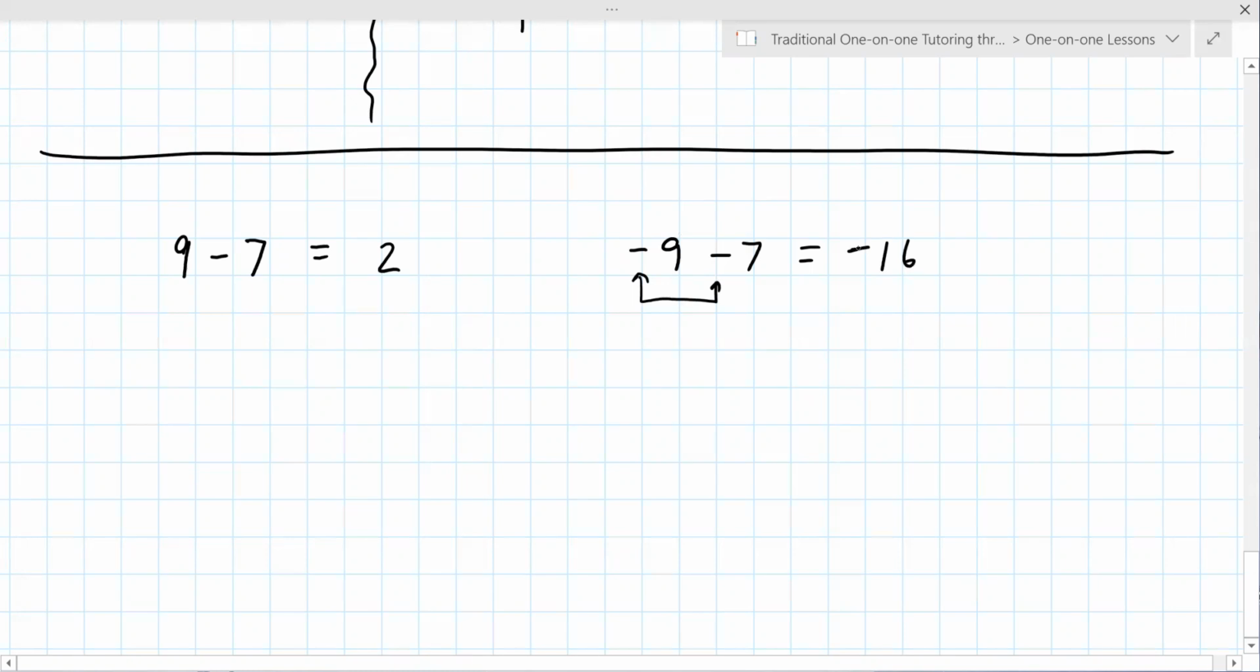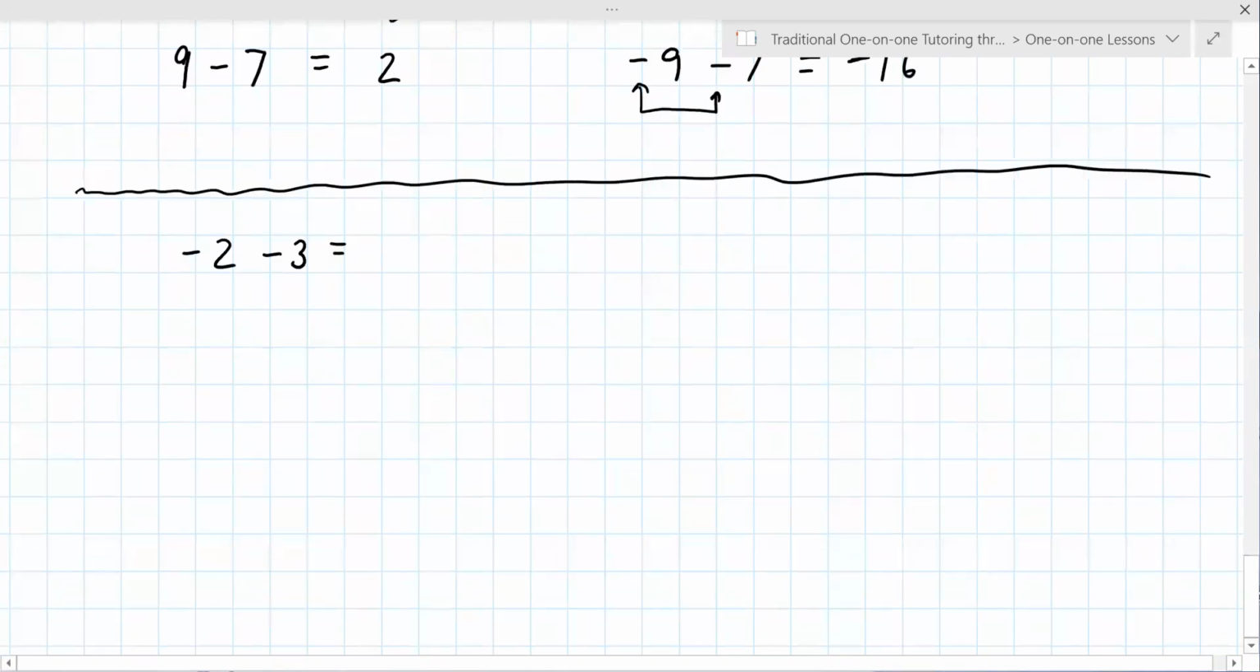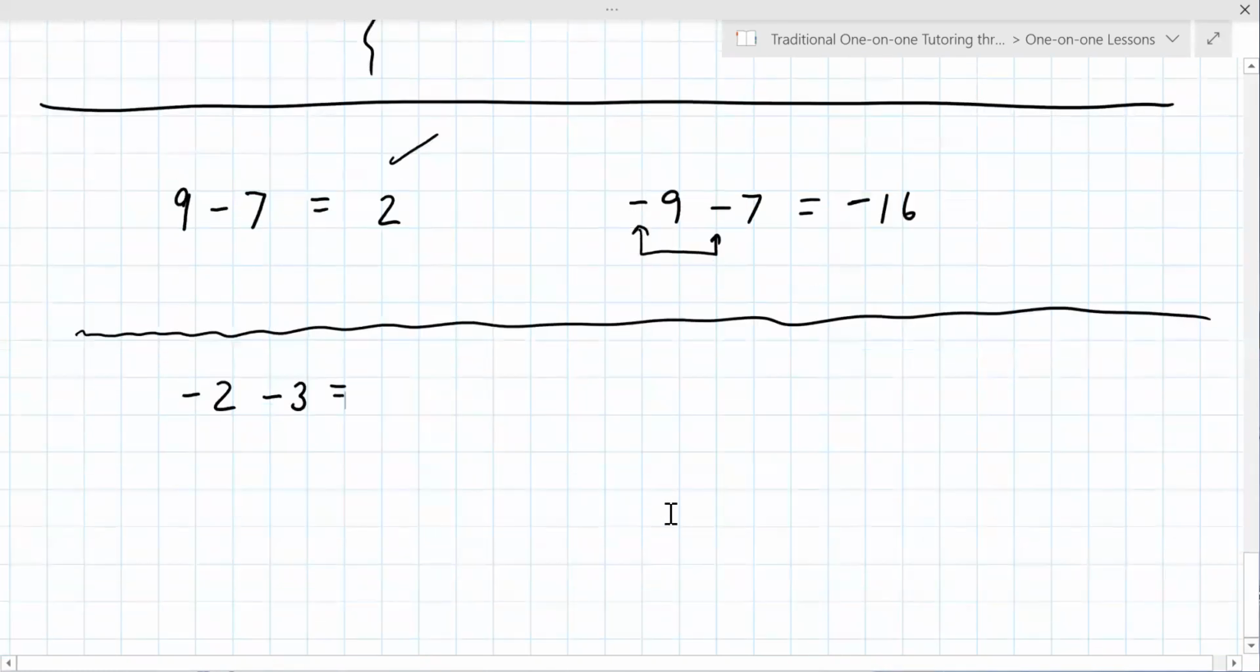Okay. So wait, 9 minus 7 equals 2, right? Yes. All right. And negative 9 minus 7, right? Yes. That equals negative 16. Yes. So let me show you. Okay, I get it. Okay. What is minus 2 minus 3? Minus 2 minus 3. 5. It is not 5. It is something different.